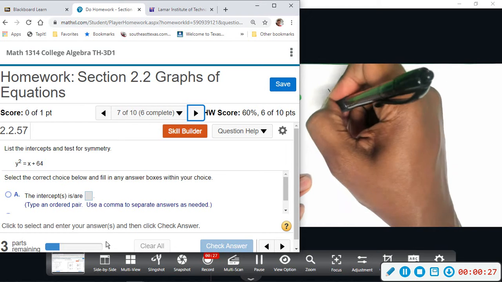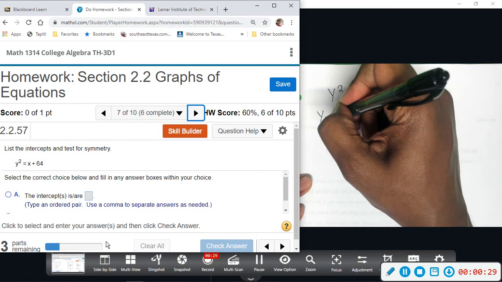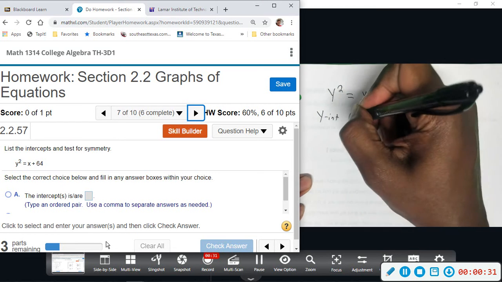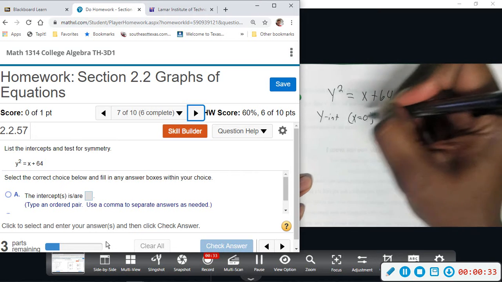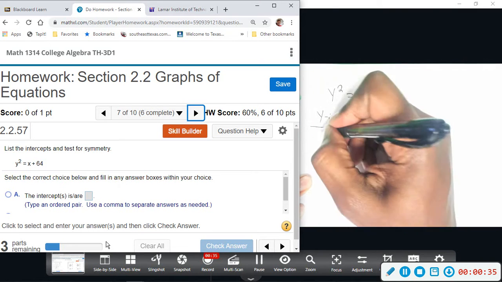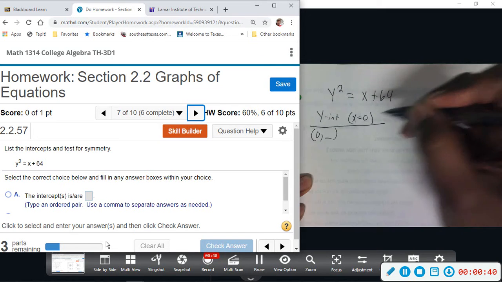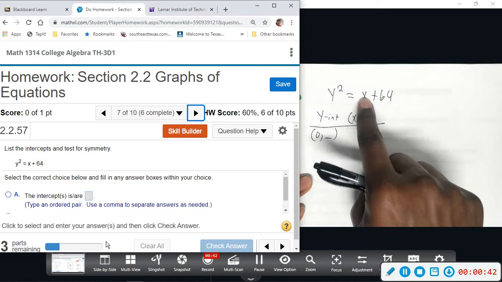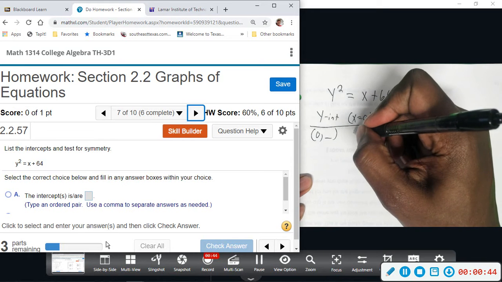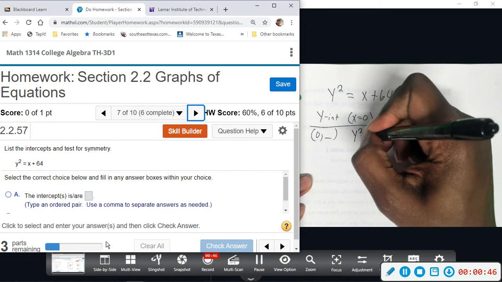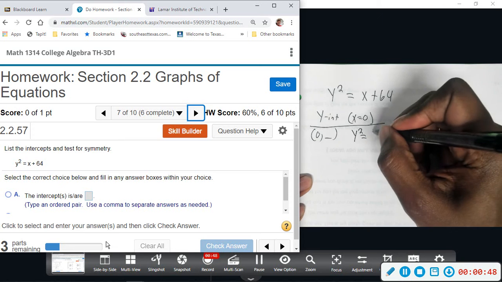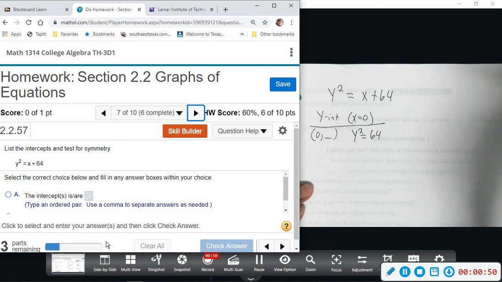So y intercept, we get that by making x equals 0. So I'm looking for some ordered pair, 0, comma, number. Got to figure that out. We're going to plug a 0 for x. So that's going to leave us with y squared equals 0 plus 64 is 64.